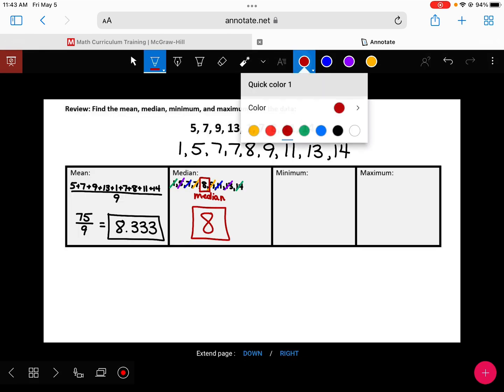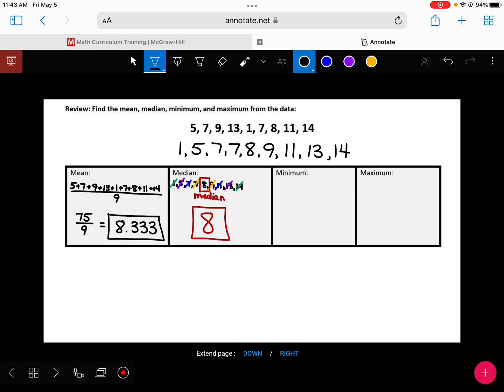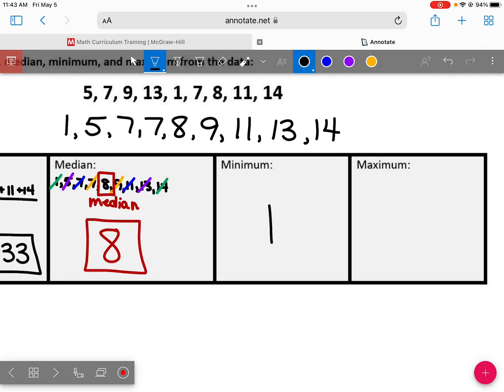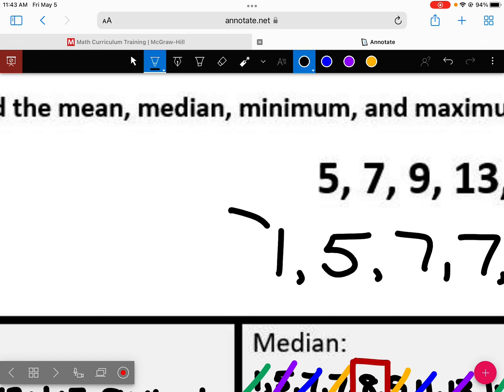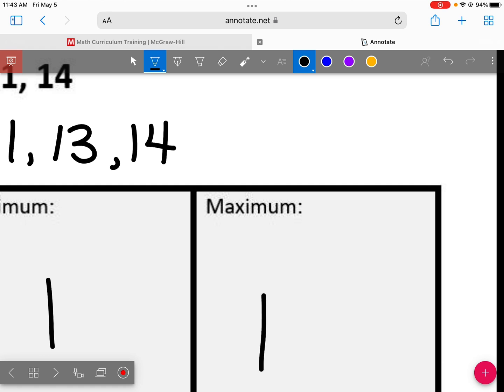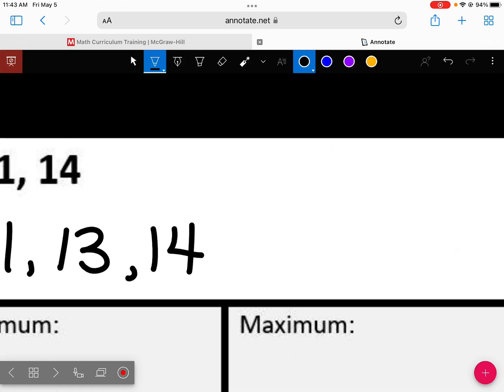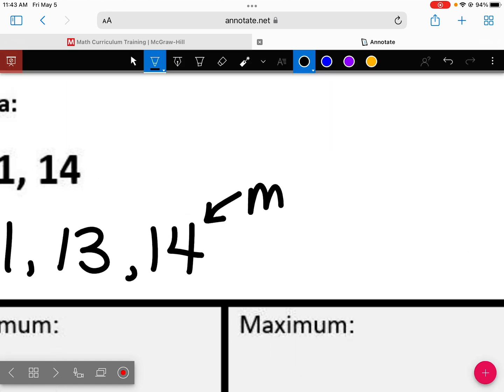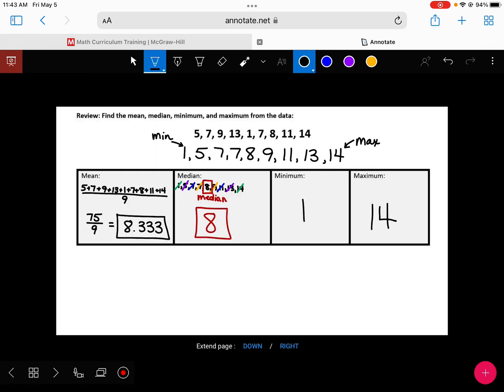What is the minimum? What is the smallest number? 1. Here's my minimum. What's my maximum? 14. Nicely done. Have you guys done that before? Smallest, biggest, mean, and median.